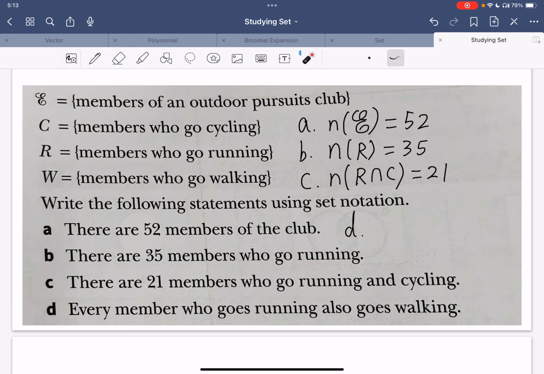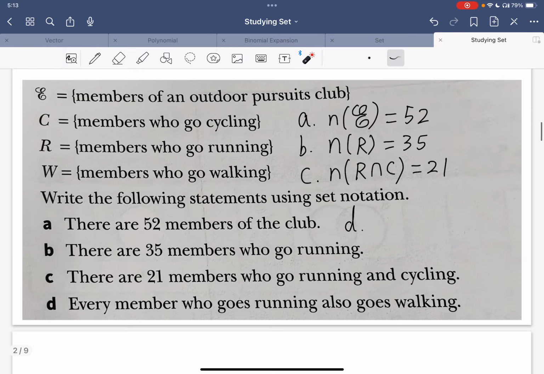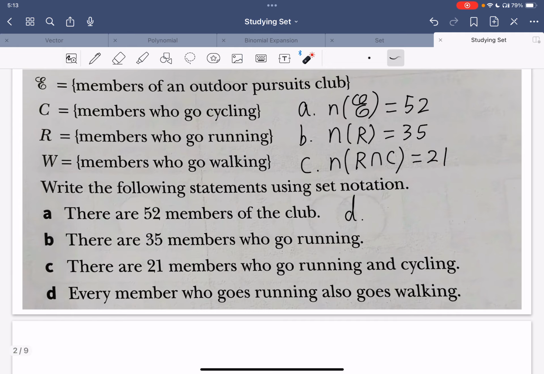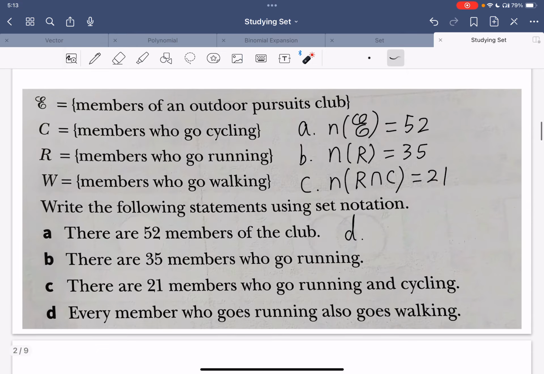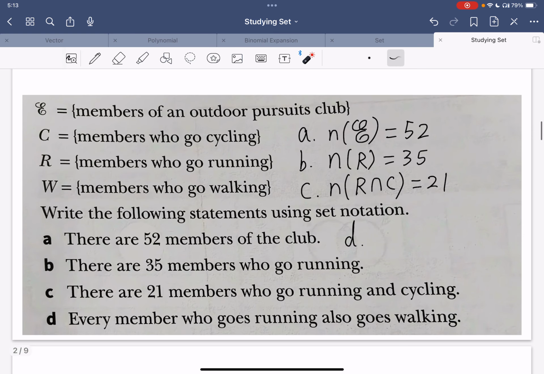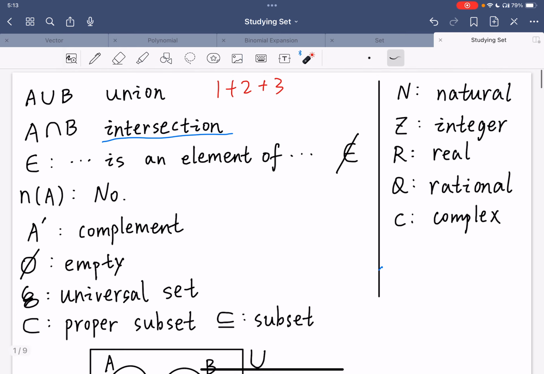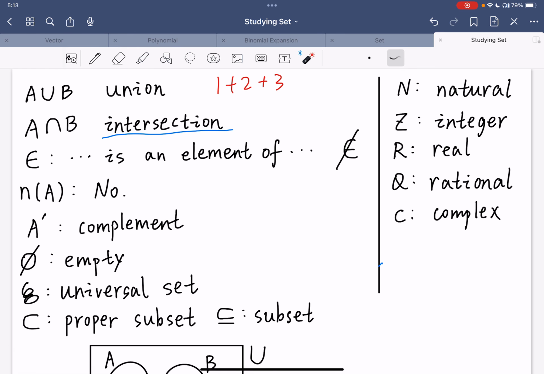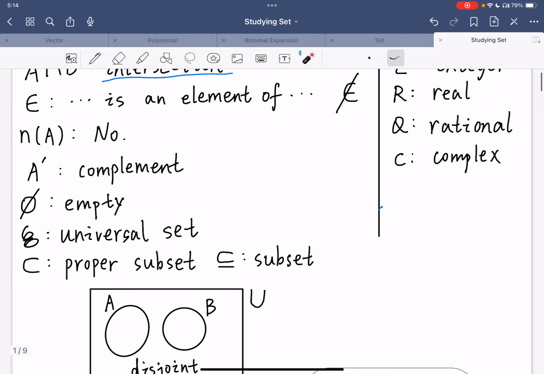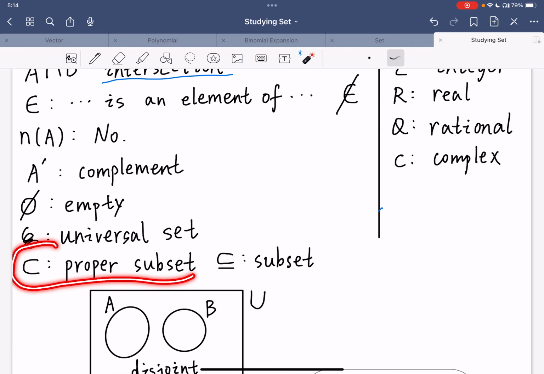Question D. Question D might make you confused. Every member who goes running also goes walking. So if you are in a running activity, then you are also in a walking activity. What does that mean? Do they mean equal? I don't think so. So which set notation can be used in this case? I suppose belongs to. Is that right? No.